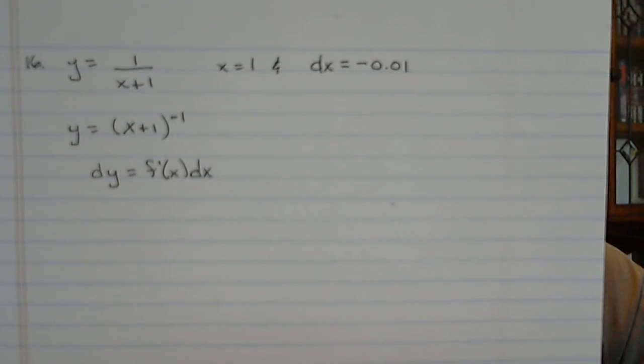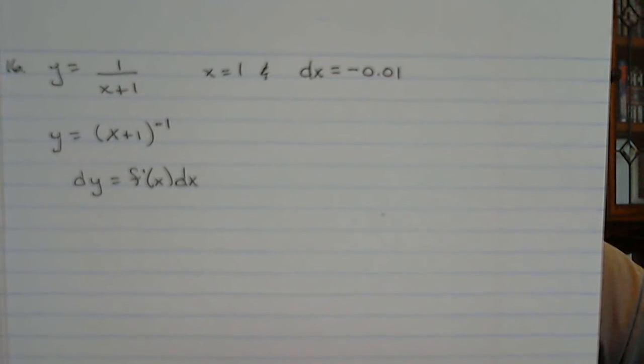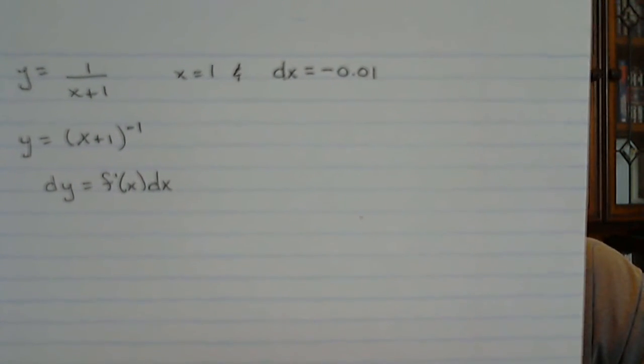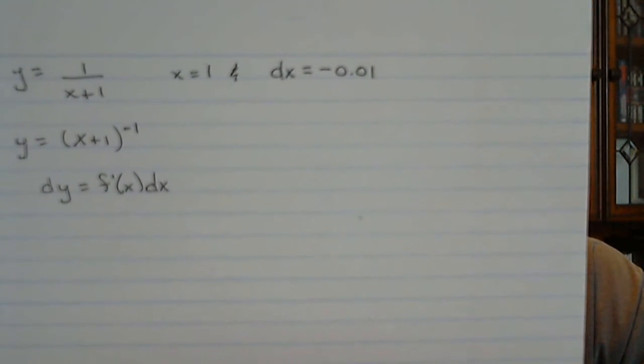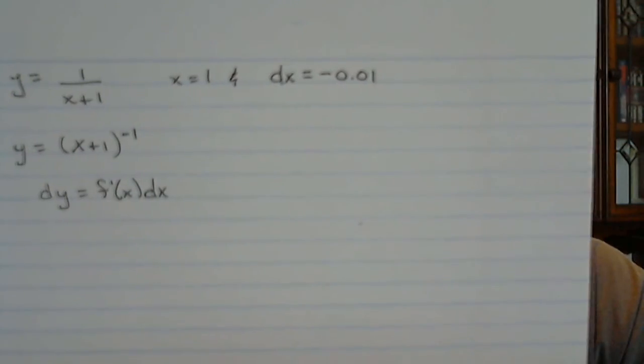Now remember from class we were told that dy is equal to f prime of x times dx. All right, this is our formula. dy equals f prime of x dx. So I have to find f prime of x. I've been given dx, it's minus 0.01, so that's just a number I'm going to plug in. So what's left for me to do here on problem 16 is to find f prime of x and plug in x is 1.